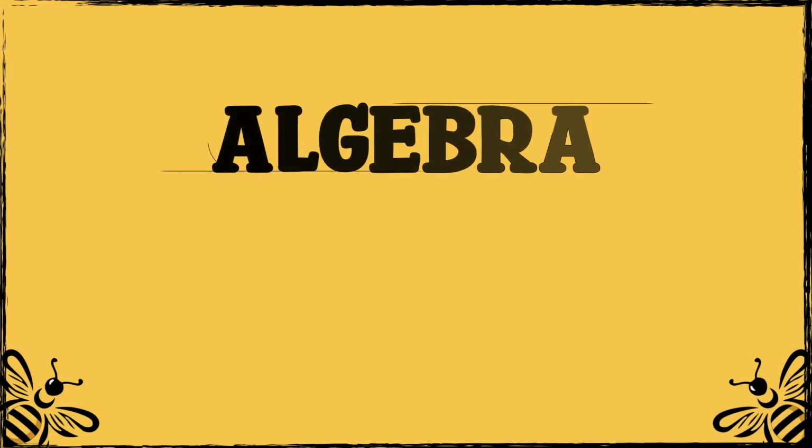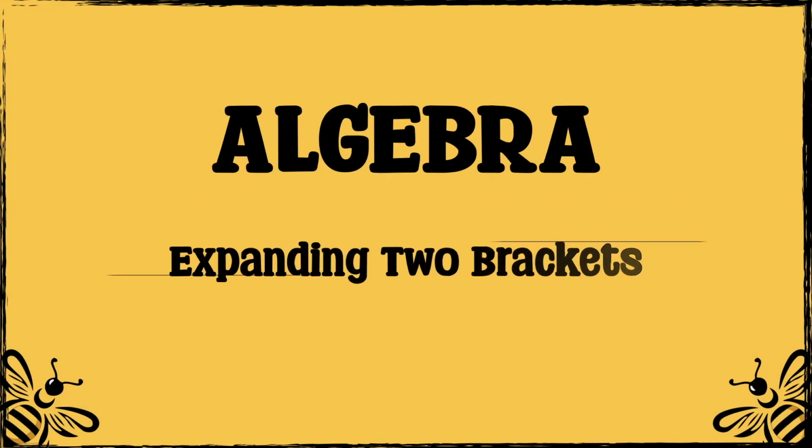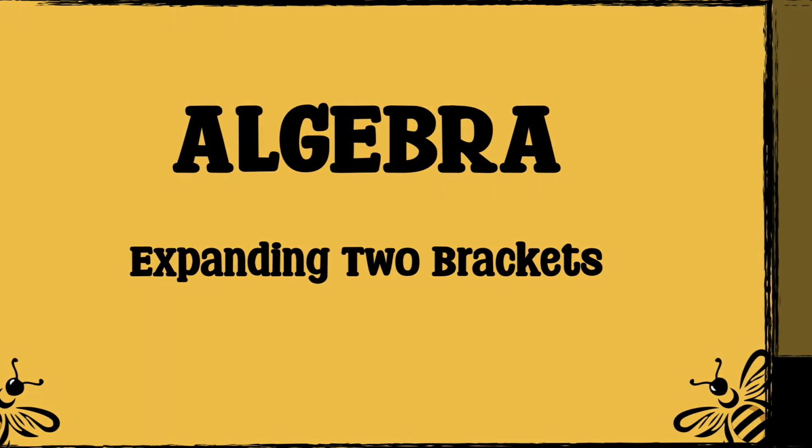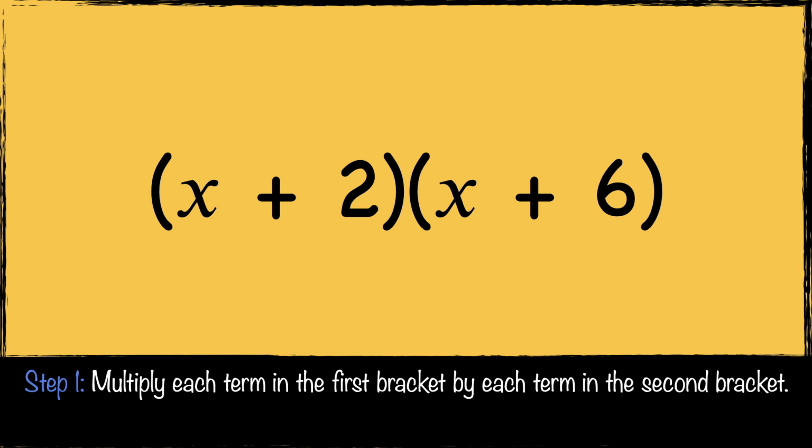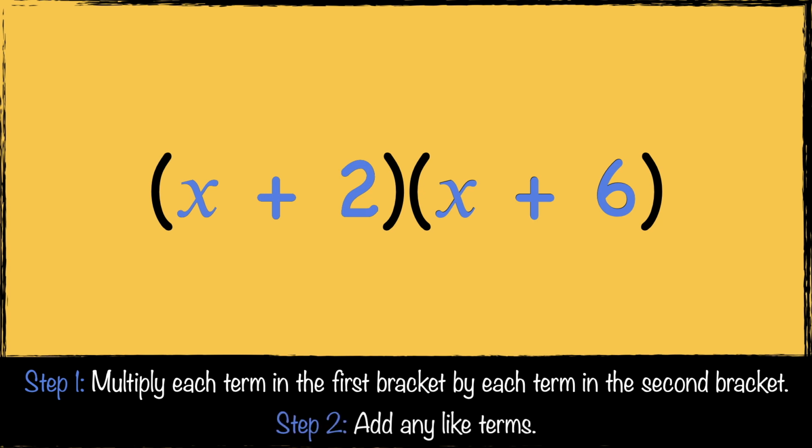In this video, we'll explore how to expand expressions with two brackets. When we expand two brackets, all terms inside the first bracket need to be multiplied by all terms inside the second bracket. We then add any like terms to get the final expanded expression.